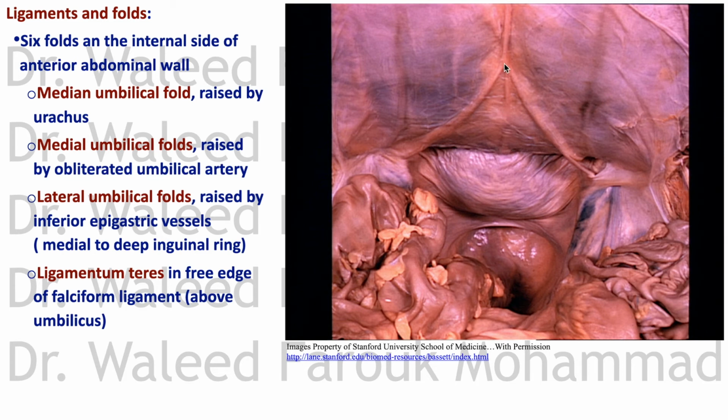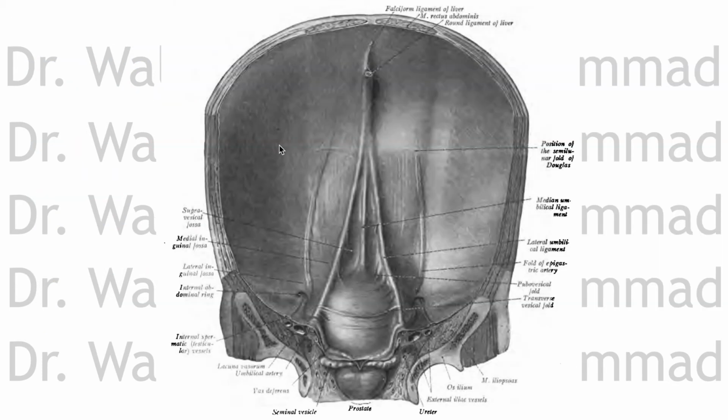Another fold from the umbilicus upwards, see that? Runs upwards and backwards in the free edge of the falciform ligament of liver. It's called the ligamentum teres, the obliterated umbilical vein. See, it makes a fold on the anterior abdominal wall, and I brought you this plate. This is more apparent here.